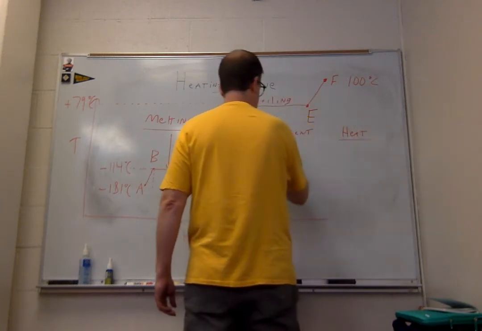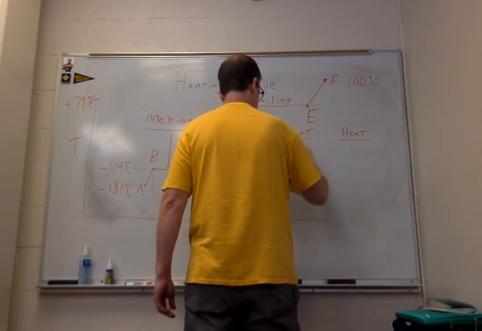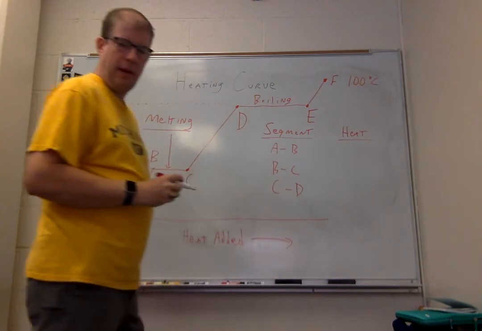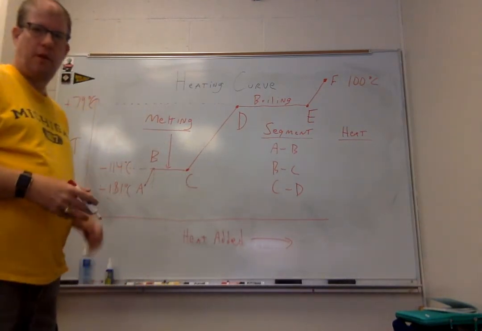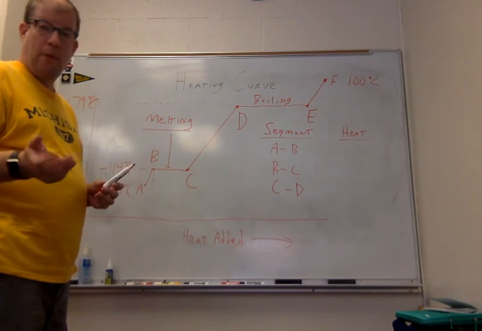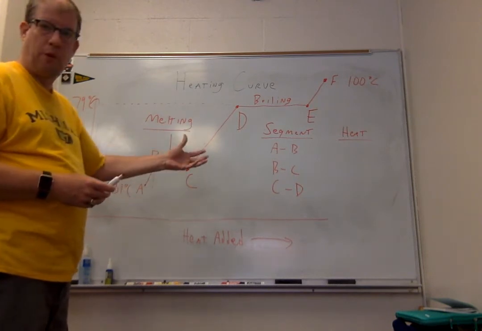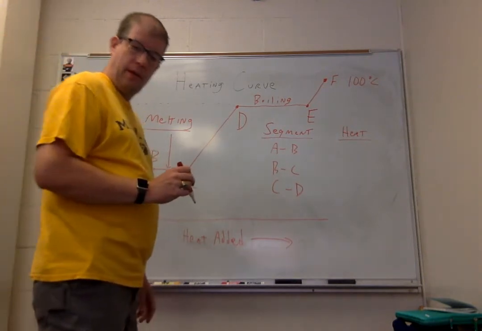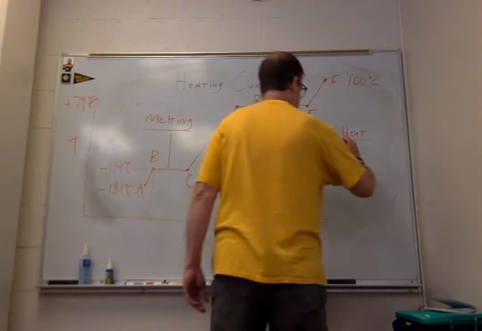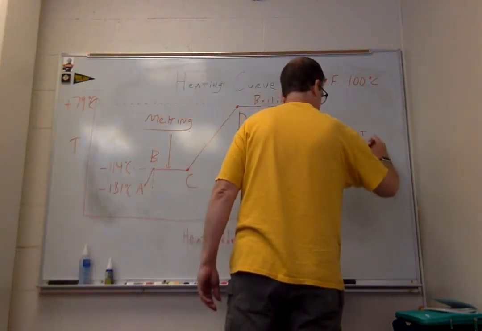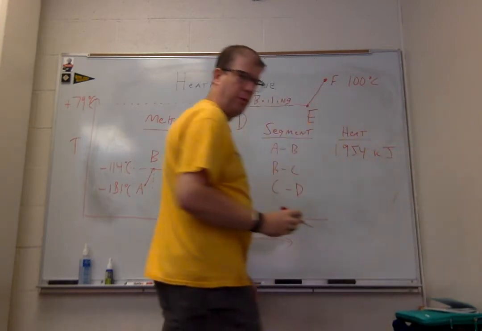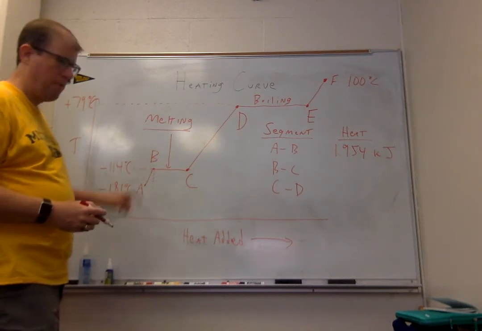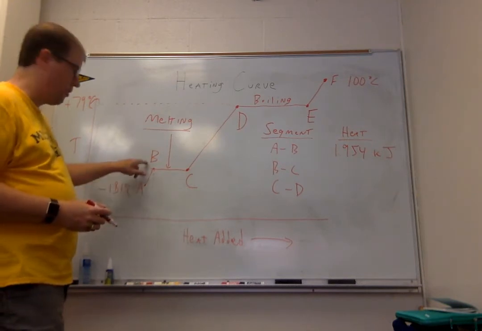Draw a little table here. For segment A to B, you take your temperature difference, use the heat capacity, and use an amount, which has to be given for this too, so generally these are written for 1 mole of whatever the substance is. If you were to calculate that, that segment is 1.954 kilojoules. And so I have to use 1.954 kilojoules to move from point A to point B. That's to heat the ethanol from our starting temperature to its melting point.